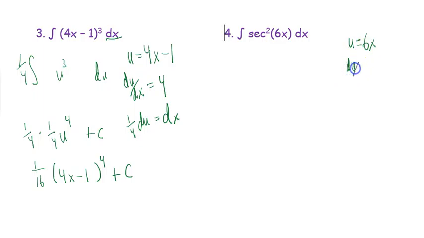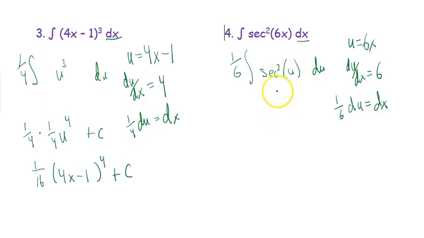Then your derivative would be 6. You want to divide by the 6 because there's no extra 6 in the problem. You want to multiply by the dx. So 1/6 du is going to be dx. I'm going to replace that dx with 1/6 du. And then this is where I chose my u, so I'm going to have secant squared of u. And now I'm to something I know the rule for.